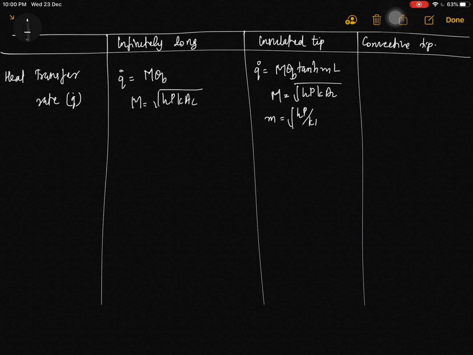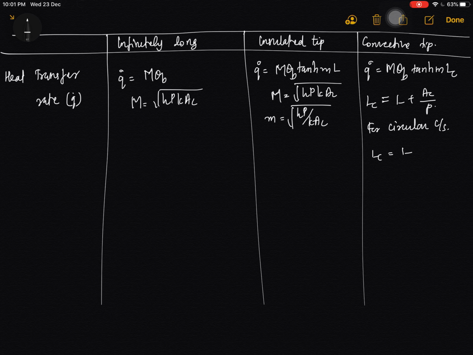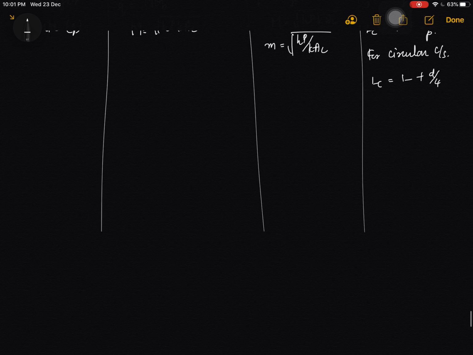For the insulated tip, q dot is m theta b into tanh mL, where this m is root of hP kAc. For the convective tip we have q dot equal to m into theta b into tanh m Lc, and Lc is the corrected length, which is given as L plus Ac by P. For circular cross section we have Lc equal to L plus D by 4, and for rectangular cross section we have Lc equal to L plus t by 2.